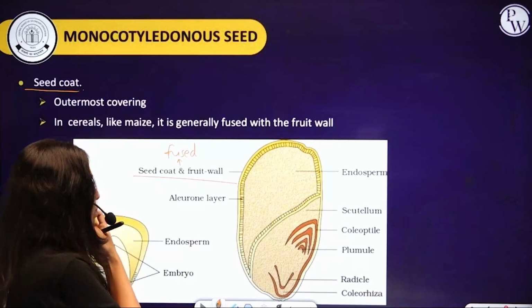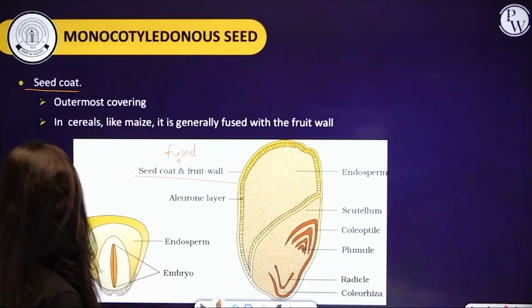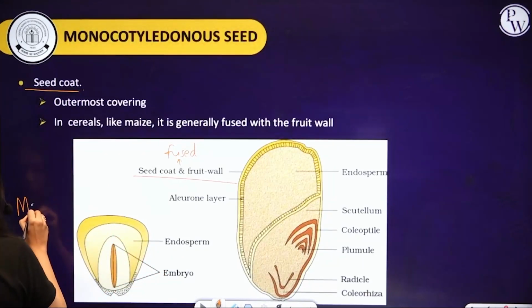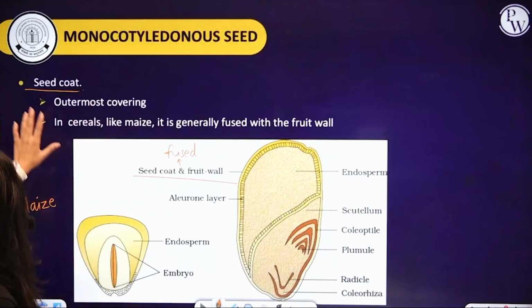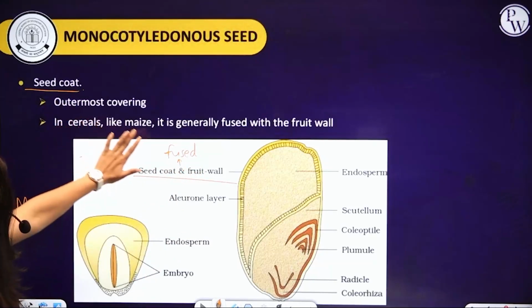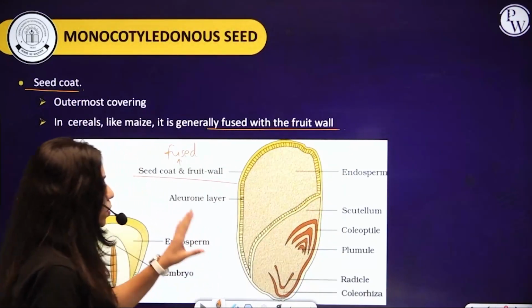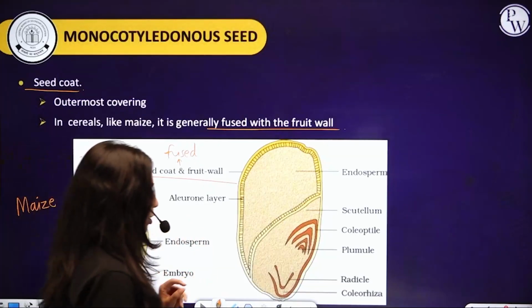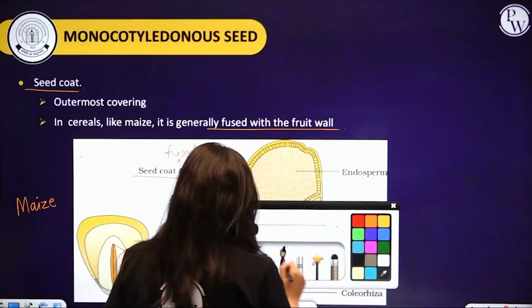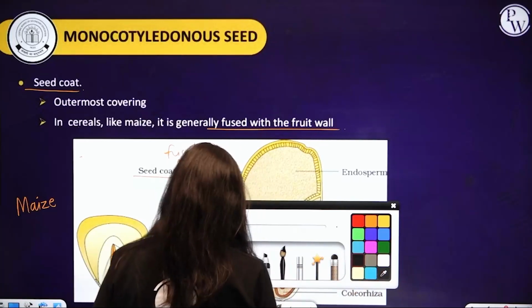Seed coat would have fused with the fruit wall. What you're looking at here is an example of maize seed. Okay. So seed coat is the outermost covering. In cereals like maize, it is generally fused with the fruit wall. Within the seed coat, you can find two parts, whichever part I'm going to highlight right now.